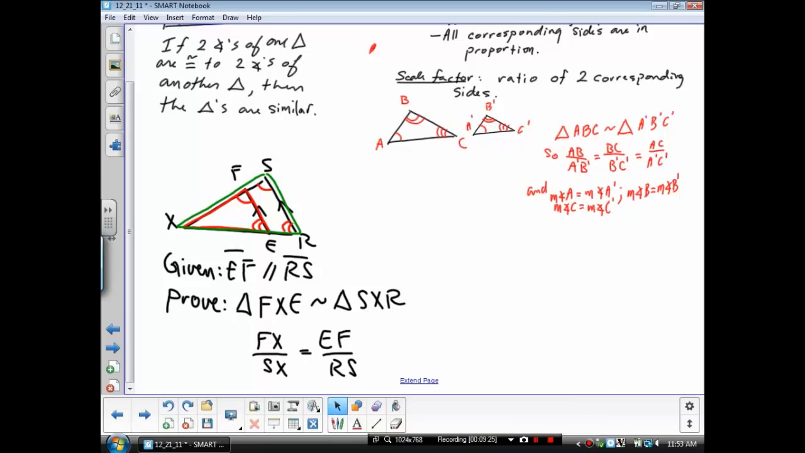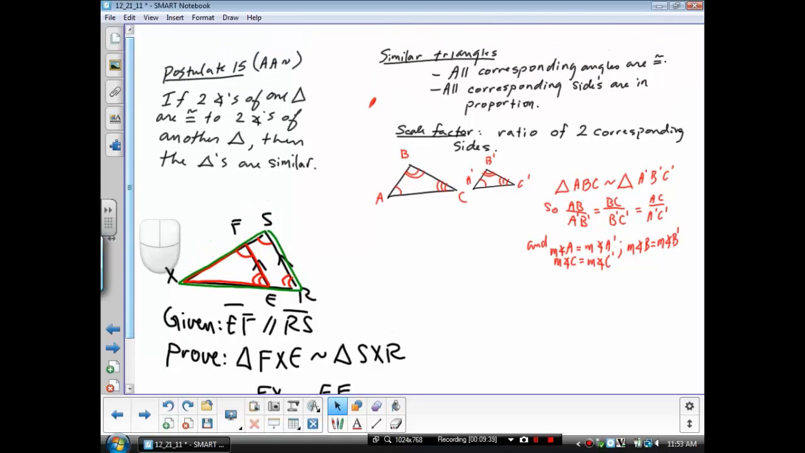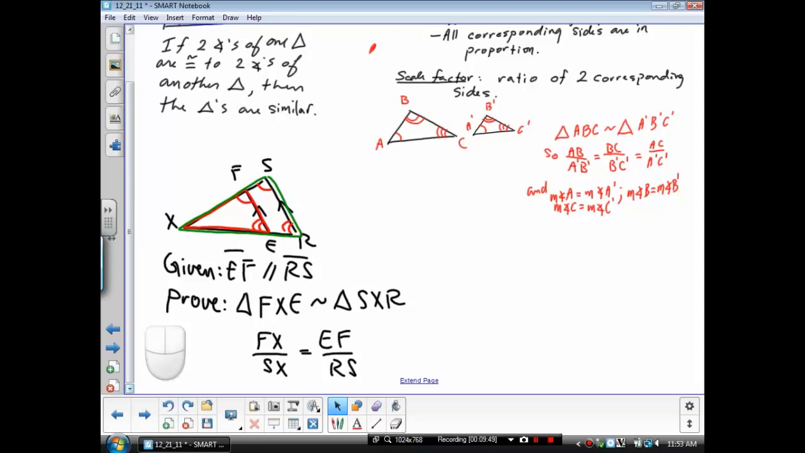And do we have two angles in each triangle that are congruent? Do we have two angles of the red triangle congruent to two angles of the green triangle? So then we can use postulate 15, the one we were just looking at, to say that these two triangles must be similar by angle-angle similarity postulate. So let's go ahead and write a little proof here. We'll do a paragraph proof. Since corresponding angles of parallel lines are congruent is how I'll start.